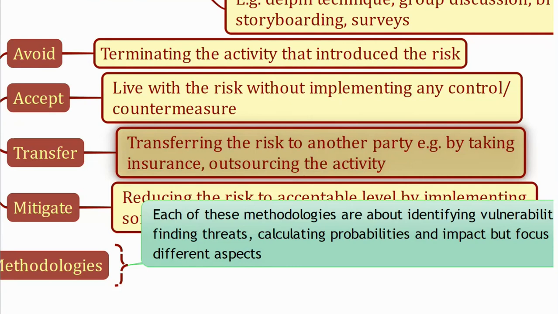So these are the four ways in which risk can be handled. You can avoid the risk, you can accept the risk, you can transfer the risk, or you can mitigate the risk. Okay.